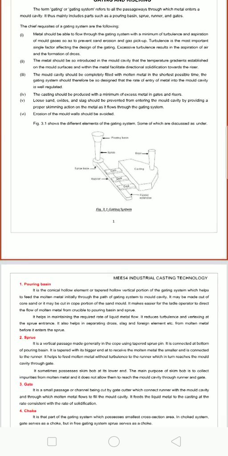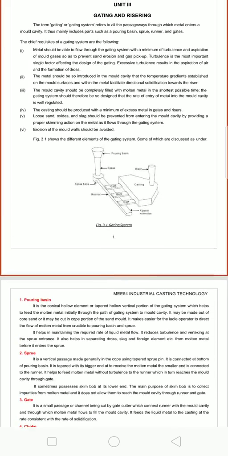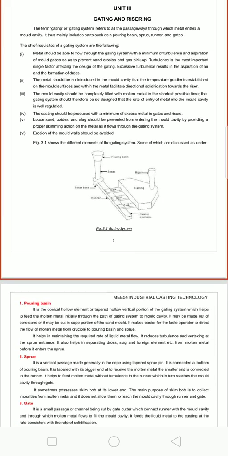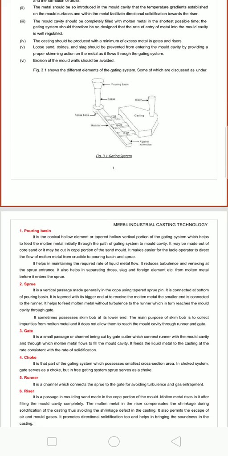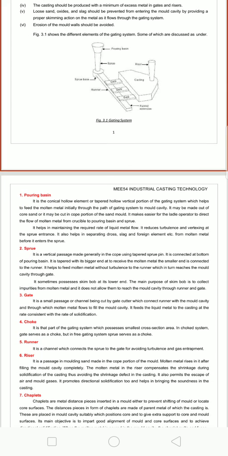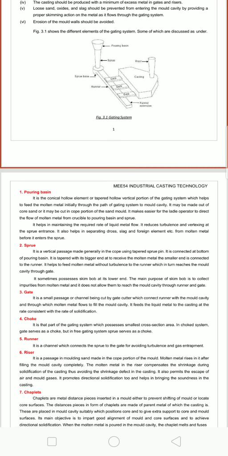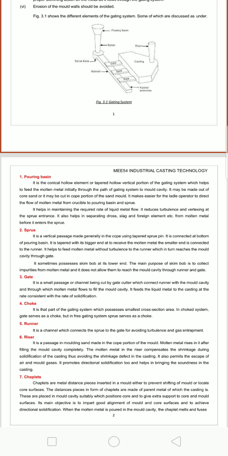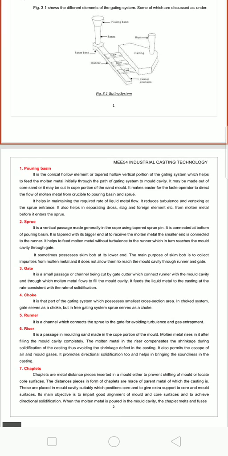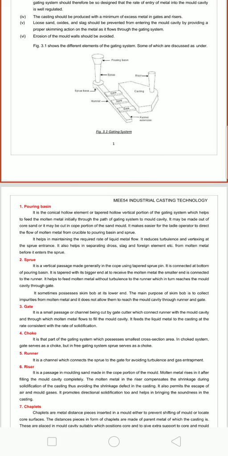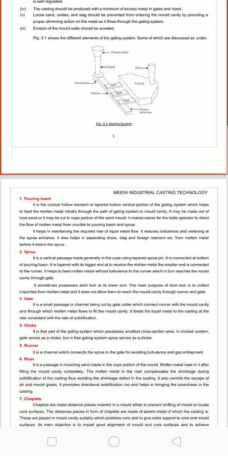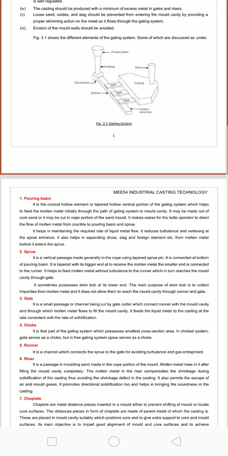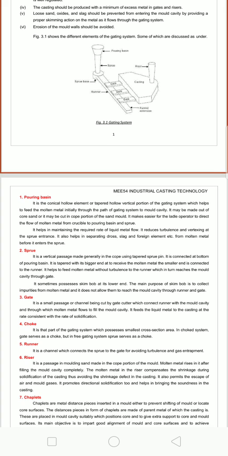Then ingates: these are a number of small gates which receive the metal from the runner and allow it into the mold cavity. At last, the riser. Risers are cavities provided on the top of the mold or at the side of the mold. Risers allow gases, steam and air to escape from the mold cavity. However, the riser is normally used for compensation of solidification shrinkage of the casting process. Therefore it avoids the shrinkage and contraction of metal in the mold.